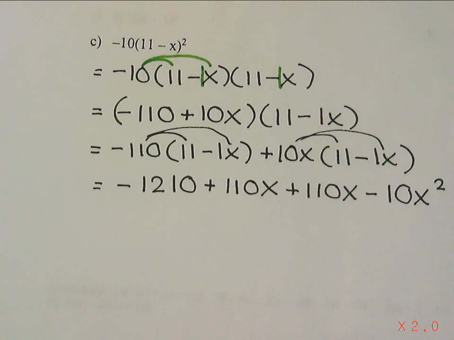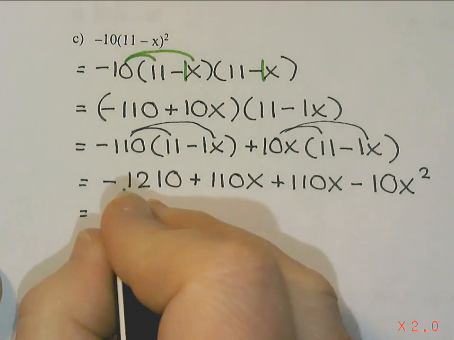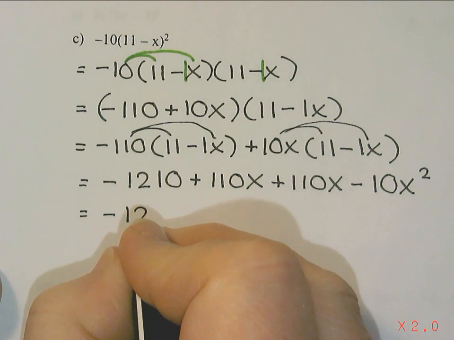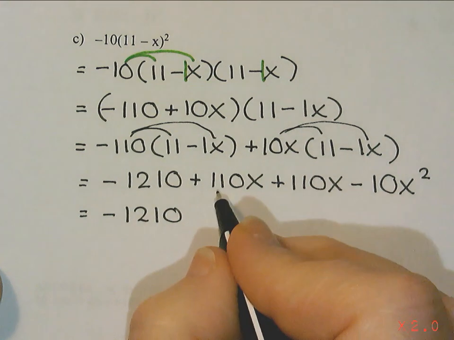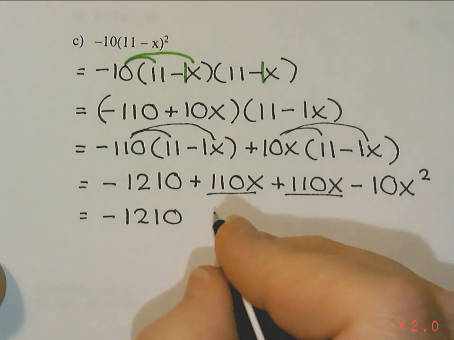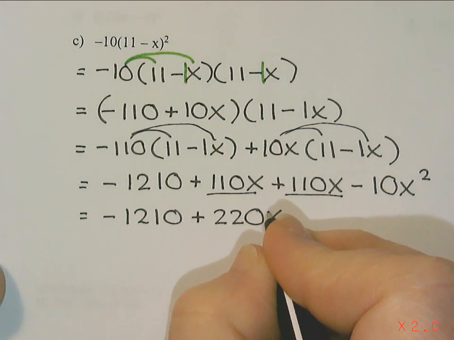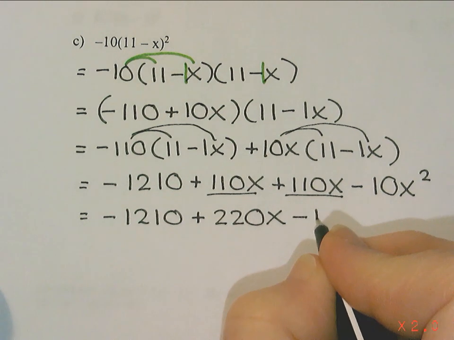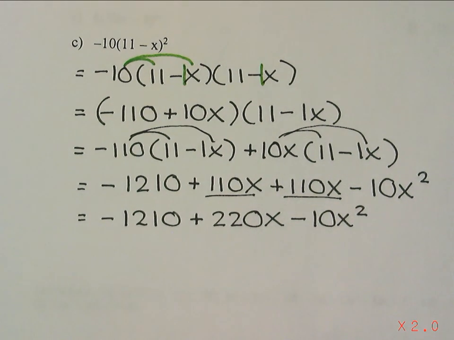All right, last thing I need to do is collect up any like terms that we might have. So the negative 1,210, there are no other numbers without variables. The 110x's are like terms, so I'm going to add those together to get 220x, and then minus 10x squared. Now that answer is perfectly fine.